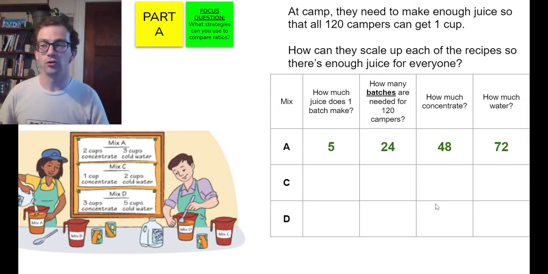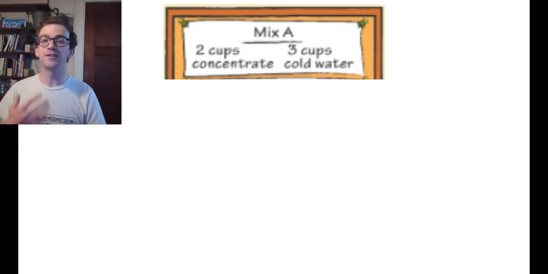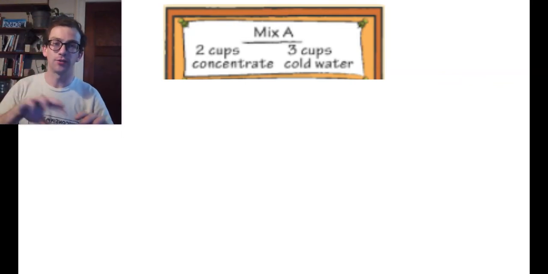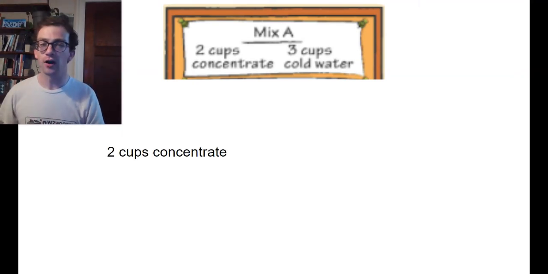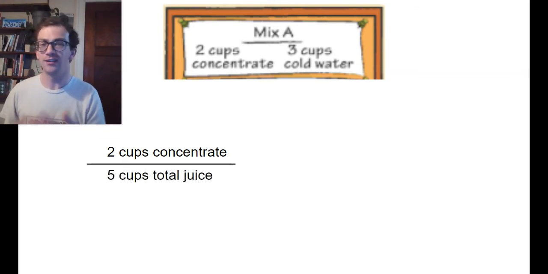To begin, let's take a closer look at what we discovered for just mix A. Of course, mix A requires us to mix together 2 cups of concentrate and 3 cups of water. Mix those together, 2 and 3, you get 5 total cups of juice. We've been practicing writing ratios, so let's write a ratio that represents mix A. We know that we can compare 2 cups of concentrate in a total of 5 cups of juice. There's a ratio that shows the original recipe, and it's a special ratio.